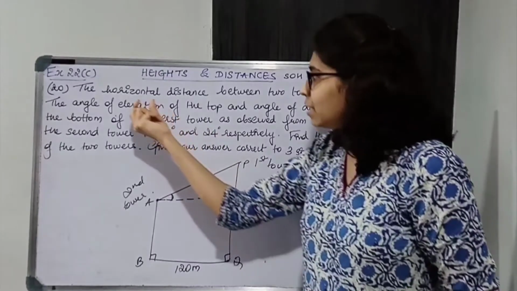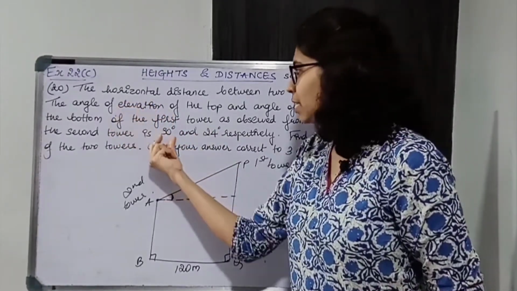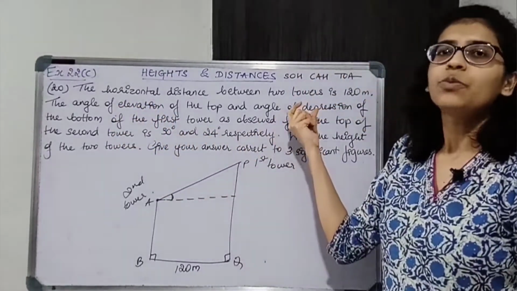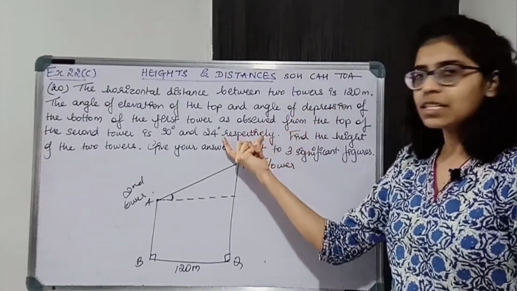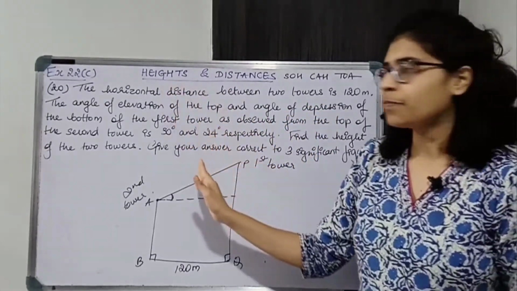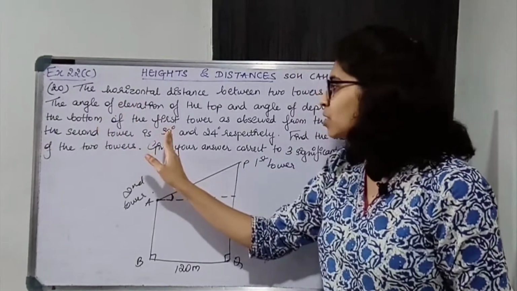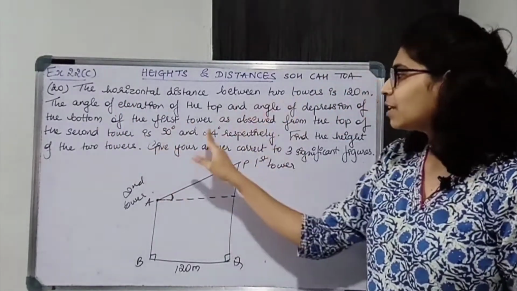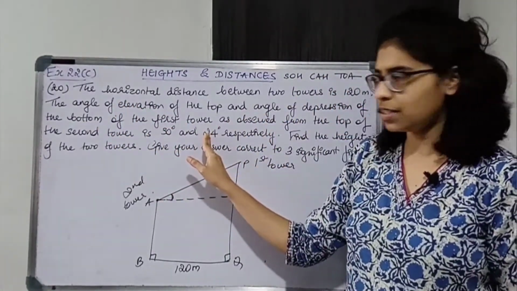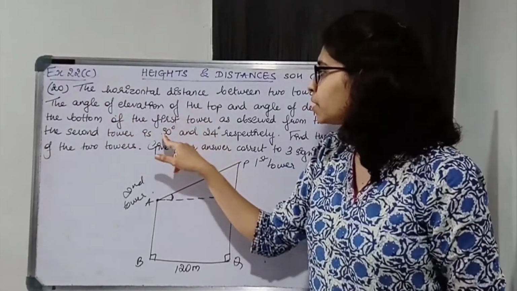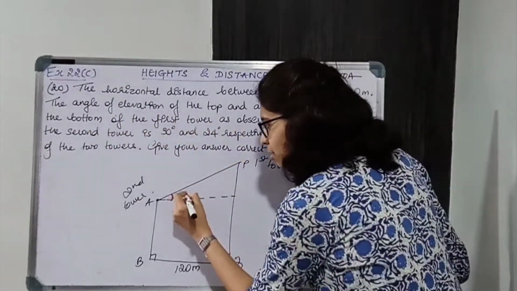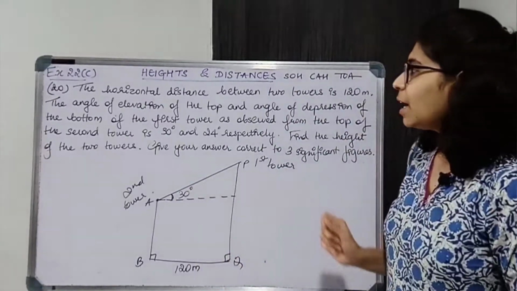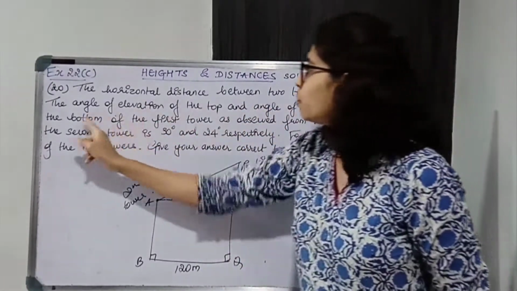जो पहले दिया है उसका angle is 30 और जो बाद में दिया है that is 24, respectively as given, so that it is in order. जो condition पहले दिया है उसका angle is 30 और जो condition बाद में दिया है उसका angle is 24. All right, so angle of elevation of the top is 30, and angle of depression of the bottom of the first tower.